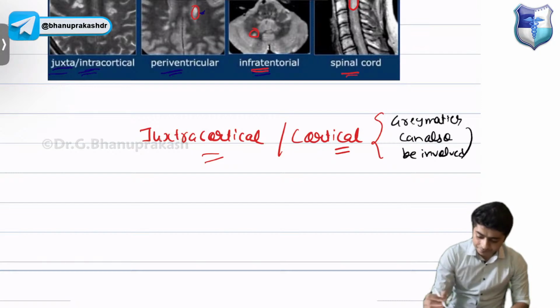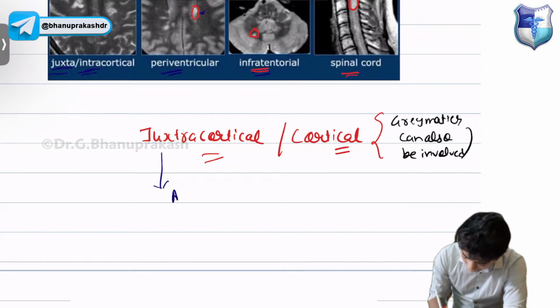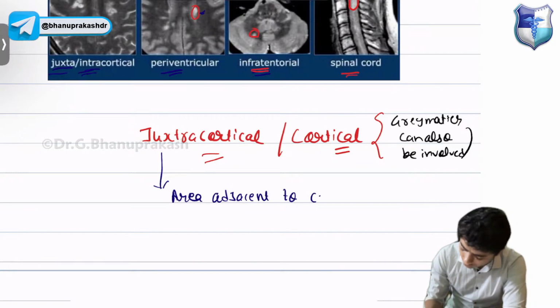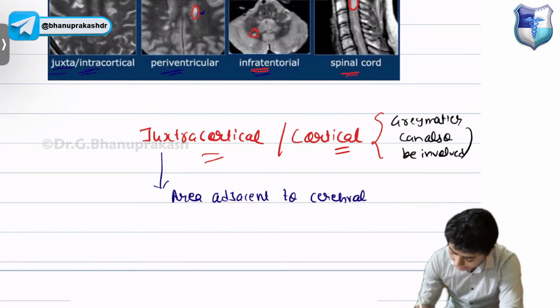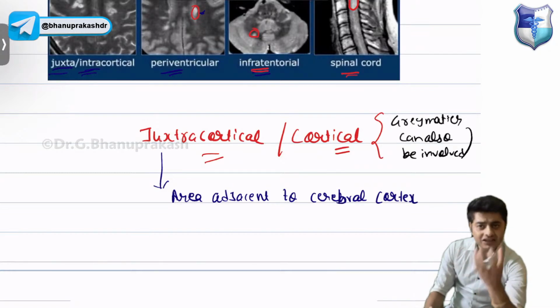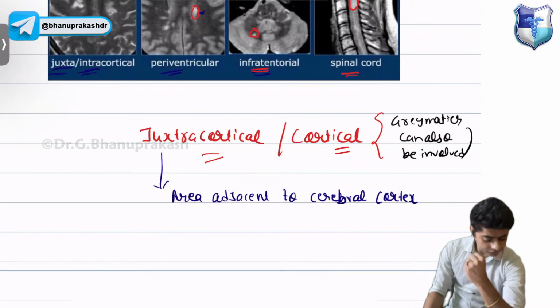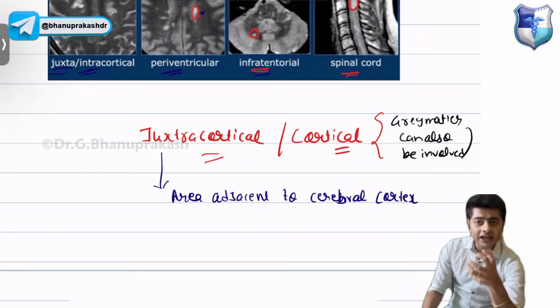Juxtacortical means area adjacent to cerebral. No, juxtacortical means area adjacent to cerebral cortex. Area which is just adjacent to cerebral cortex. Yeah, it is adjacent to cerebral cortex.